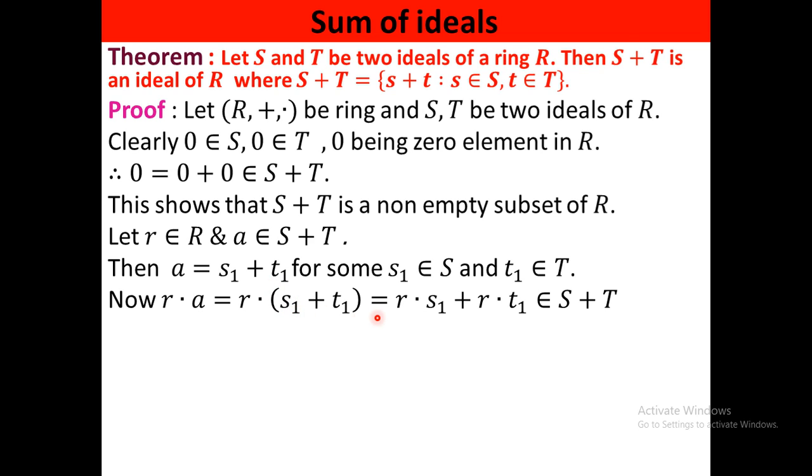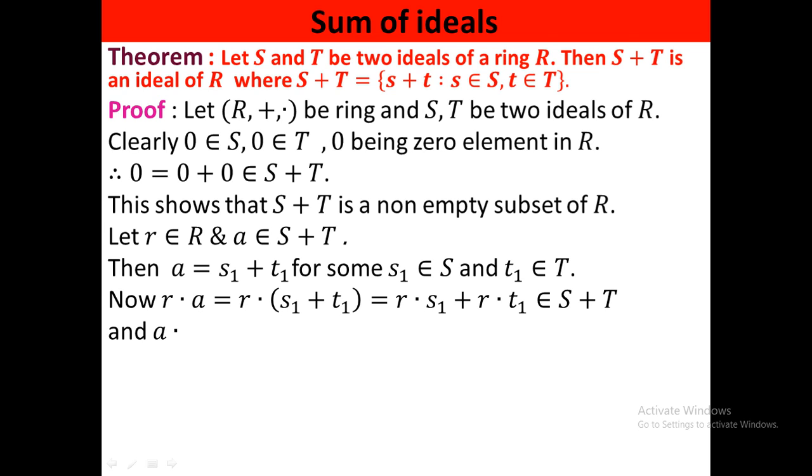If you use the distributive property, the distribution of multiplication over addition, then this will be R dot S1 plus R dot T1. R dot S1 is an element of S, because S is an ideal and S1 is an element of capital S, R is an element of the ring. By a similar condition, R dot T1 is also an element of T. So this is an element of S plus T.